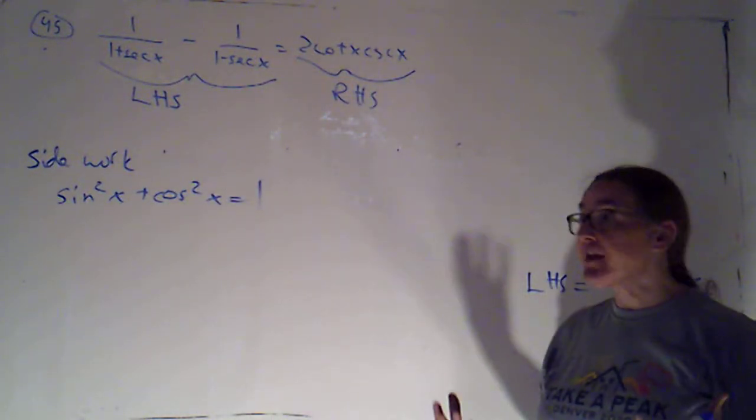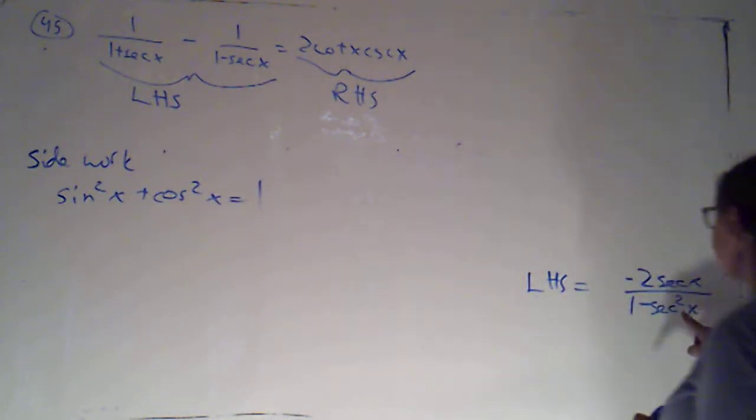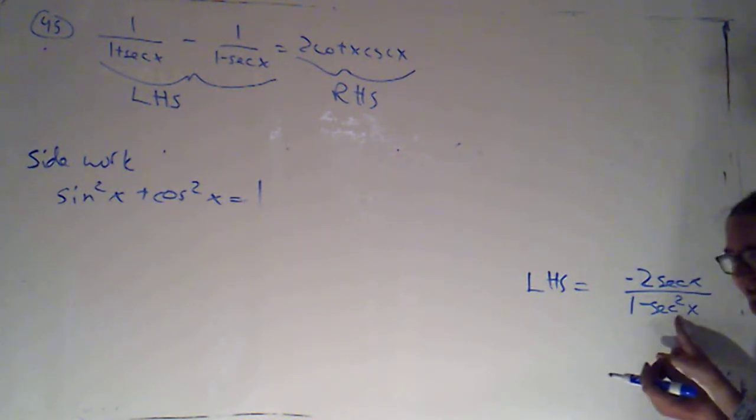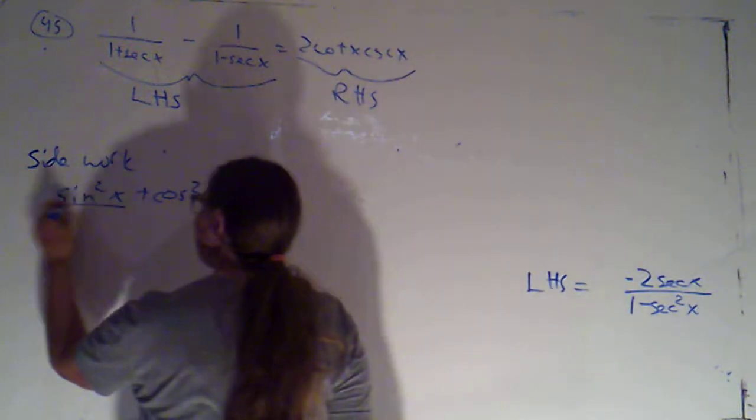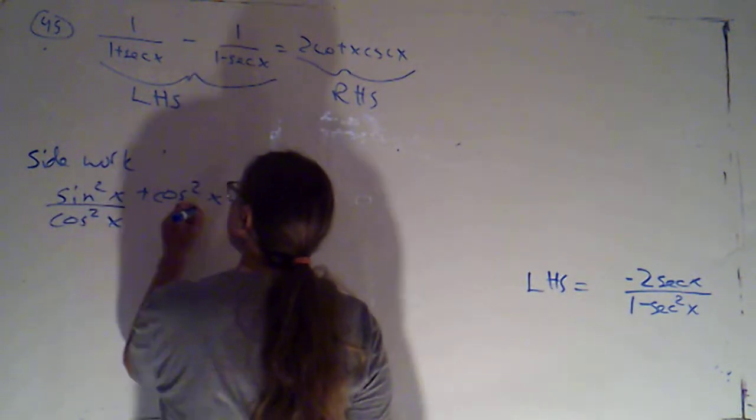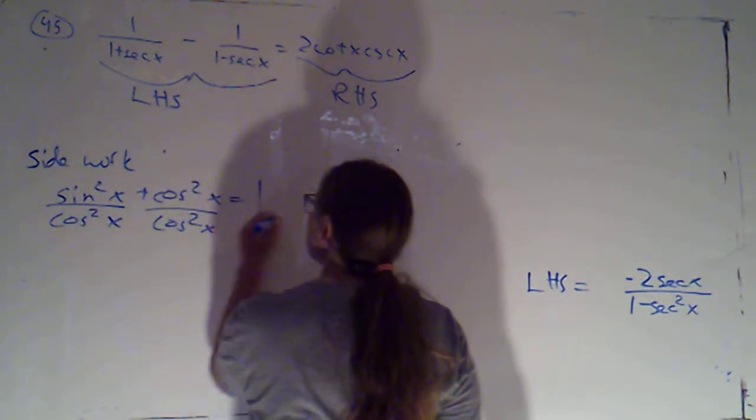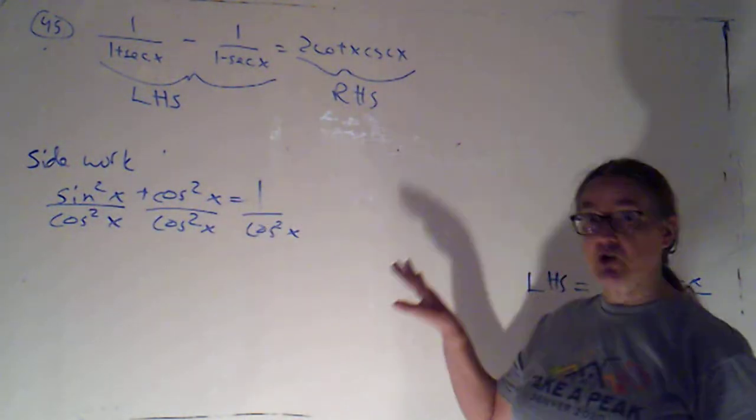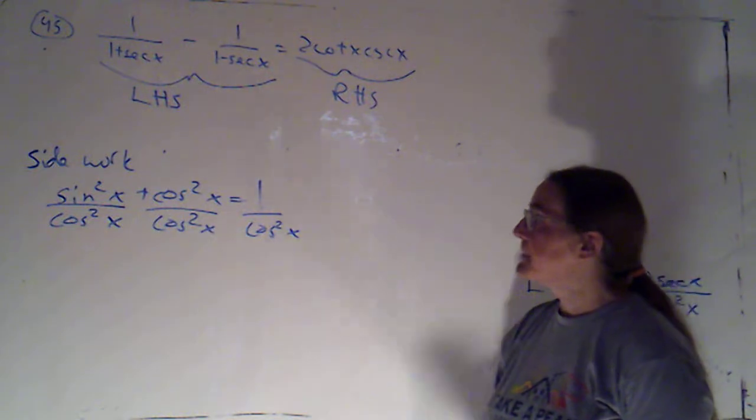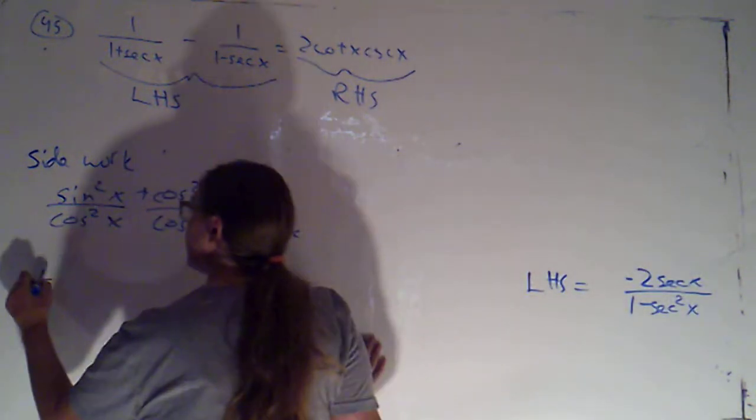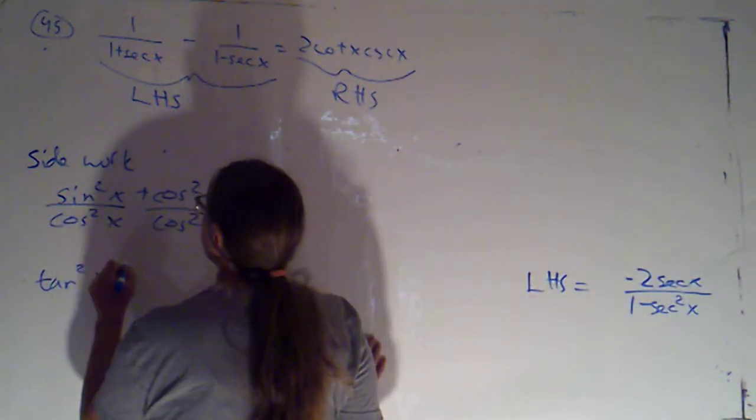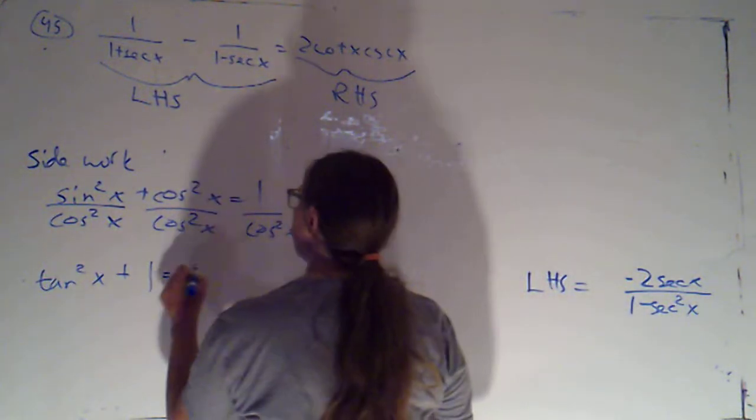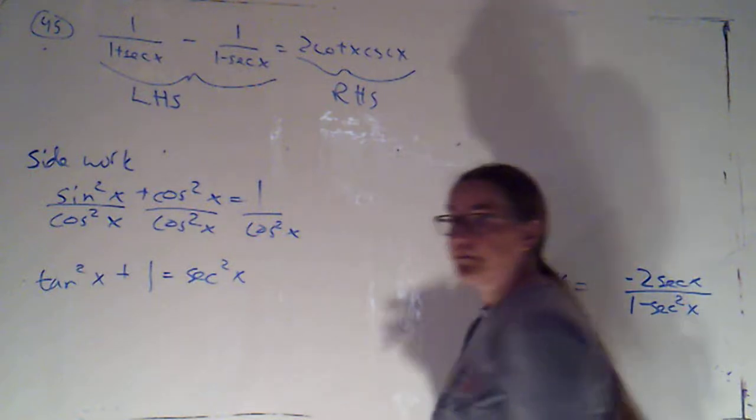And I know there is a Pythagorean identity that has secants in it. Now secant has cosine in the denominator. So I'm going to get to that by dividing through by cosine squared. And of course that division distributes to every term on both sides. Then sine squared over cosine squared is tan squared. Cosine squared over cosine squared is 1. And 1 over cosine squared is secant squared.